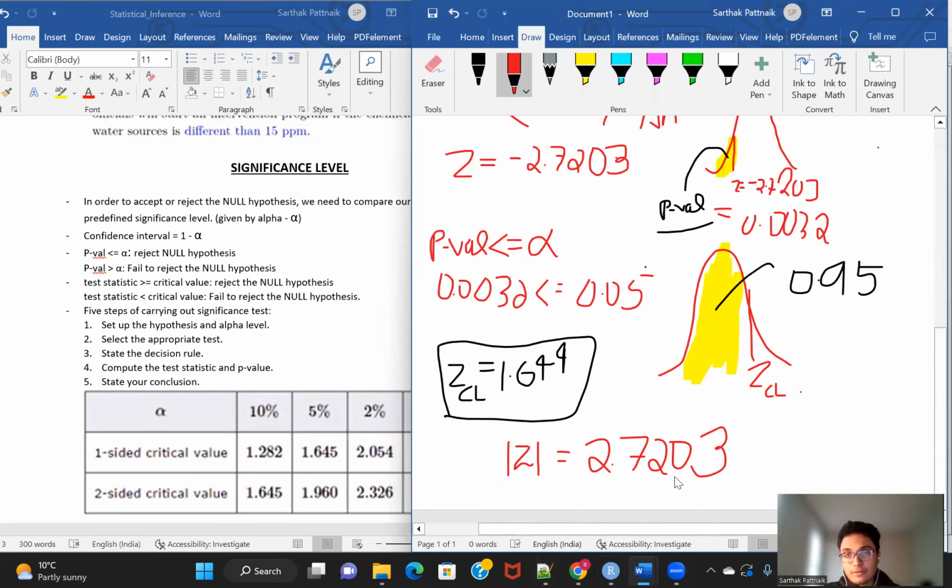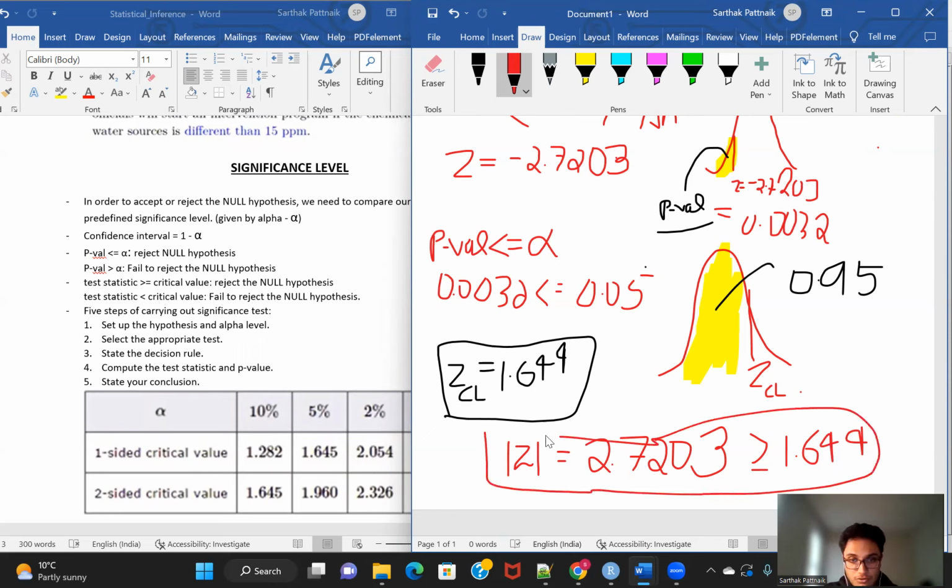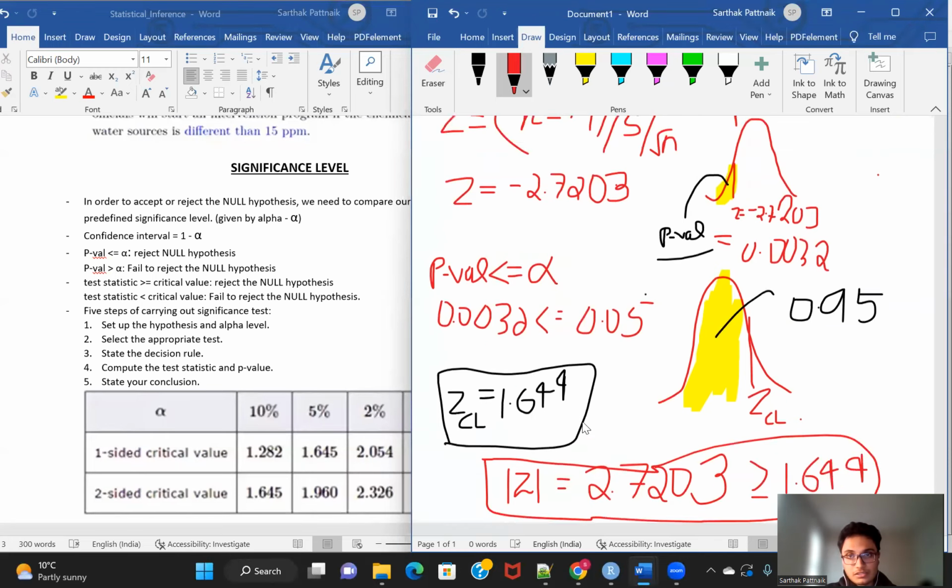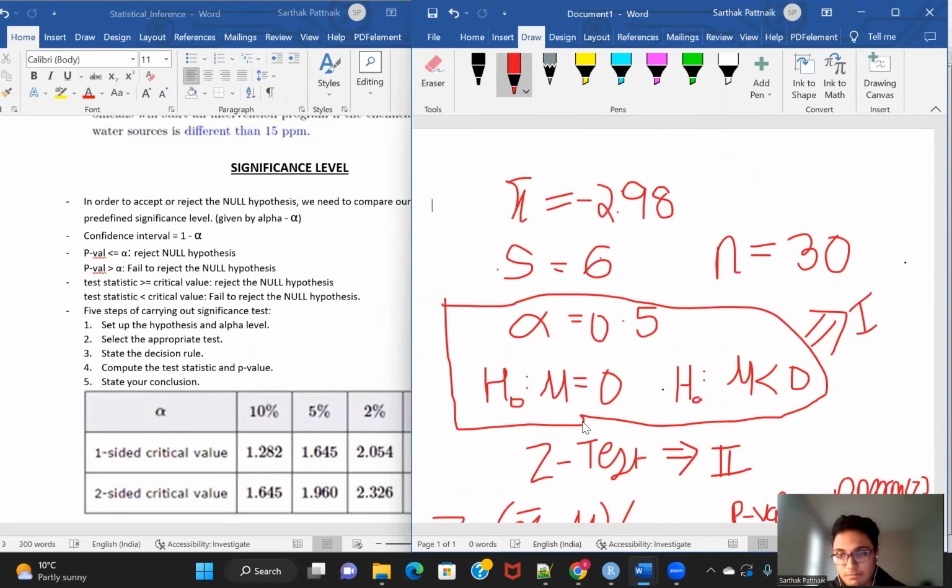Now, if I'm comparing this with 1.644, then obviously this is greater than or equal to 1.644. So even in this case, as the condition says, if your test statistic is greater than or equal to the critical value, you reject the null hypothesis. Therefore, I have to reject my null hypothesis. So this is just one of the examples on how we should approach a problem on hypothesis testing, step by step.